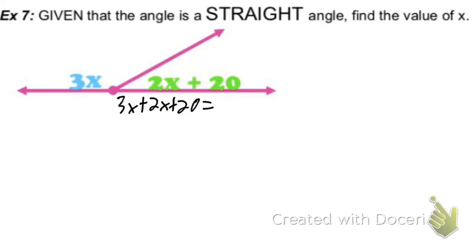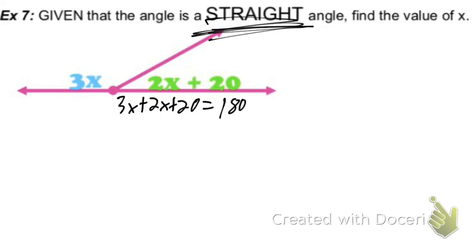Do 3x plus 2x plus 20, and then combine 2x and 3x. Okay, but what's it all equaling? 180. Why 180? Because it's a straight angle, isn't it? Yeah. Straight angle means it's 180. So if we add the two parts, it has to equal the straight angle, aka 180. Does that make sense?